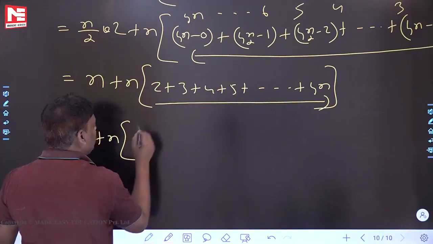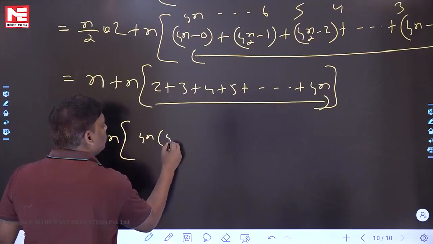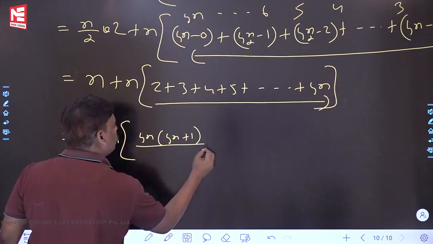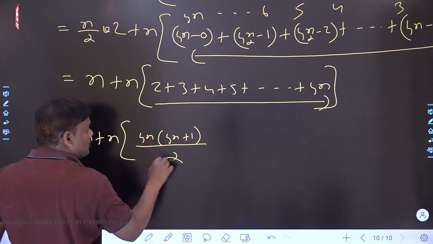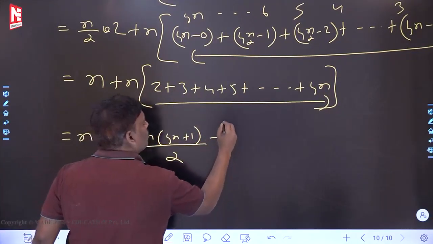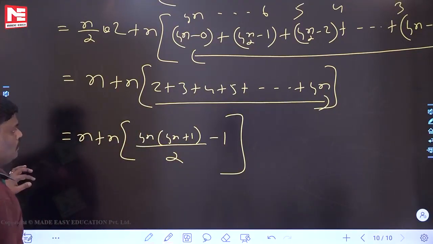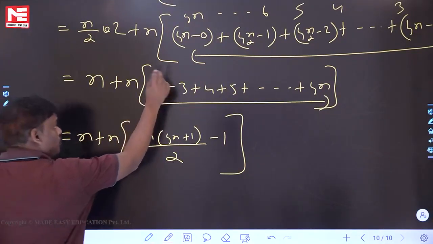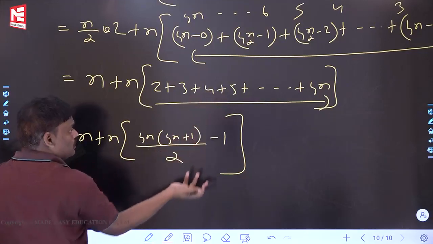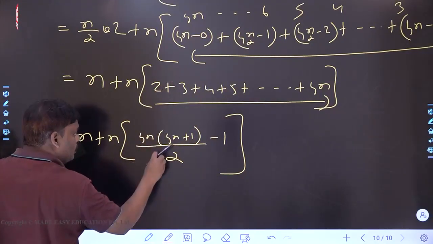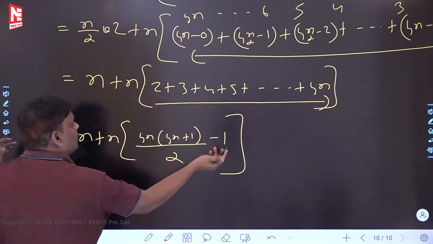It is the sum of log n natural numbers. What is the answer? Log n into log n plus 1 by 2. If 1 is also there, this is the answer. 1 is not there, so minus 1. So I have written the sum of log n natural numbers, and because 1 is not there, minus 1.